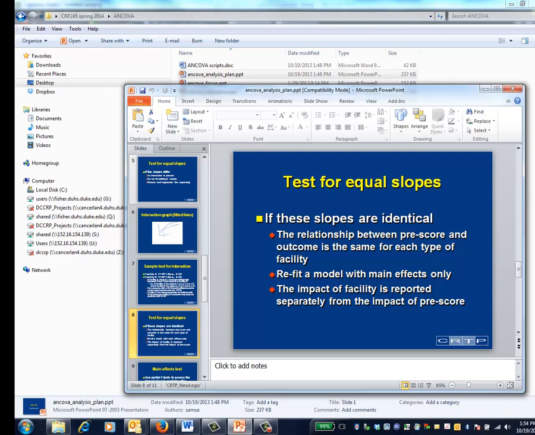On the other hand, if the slopes of the two lines are similar, equivalently, if there's no significant interaction in the ANCOVA model, you should refit a model with main effects only. One advantage of such a model is that the impact of the predictors can be reported separately. As should be apparent, the impact of facility is the same regardless of initial functional status.